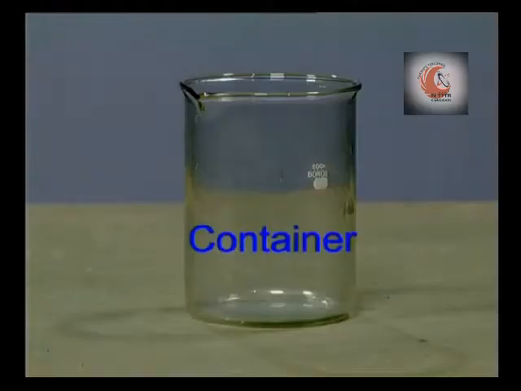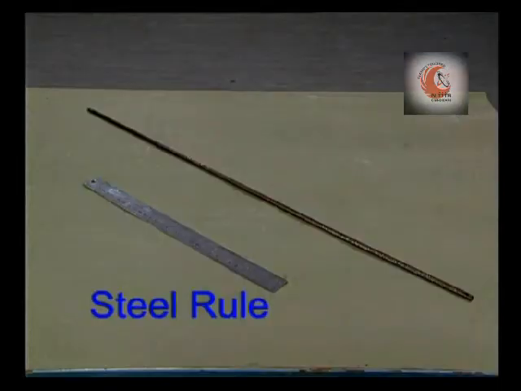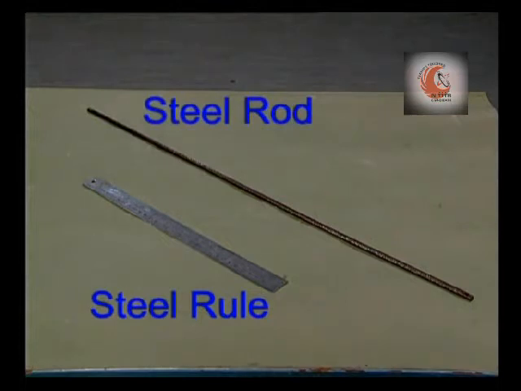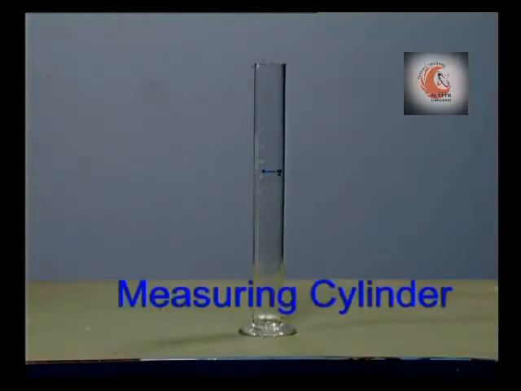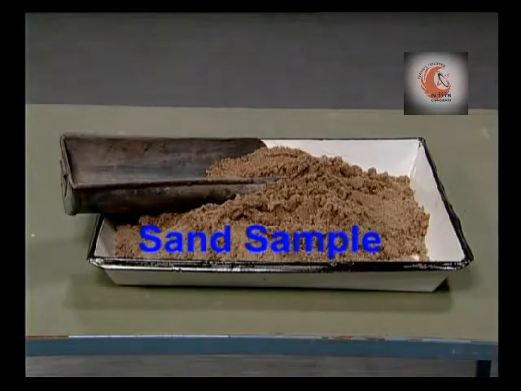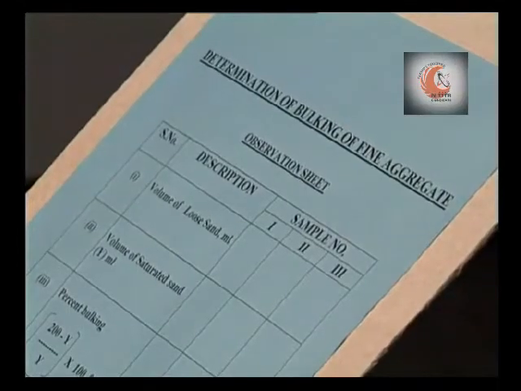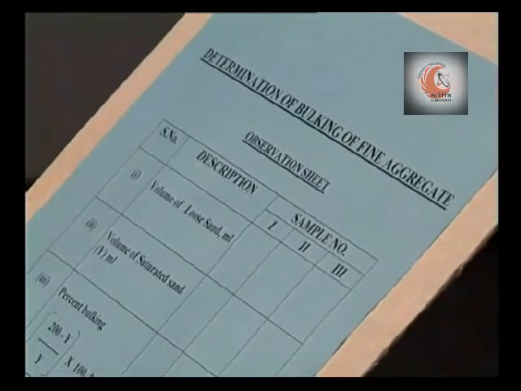In the present video program, we shall demonstrate the experimental procedure to find out the bulking of sand. For this, the apparatus required includes a container, a steel rule, a steel rod of 6 mm diameter, measuring cylinder of 250 ml capacity, sample of sand under test, and the observation sheet to record the readings.